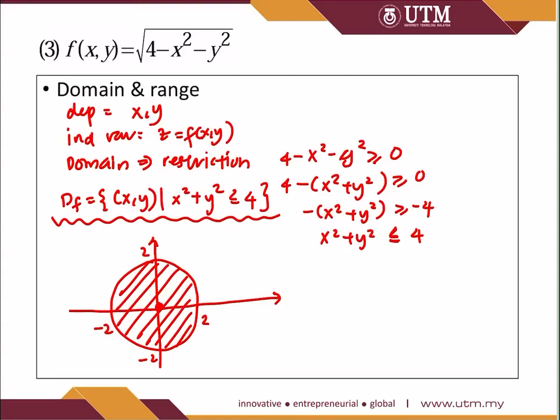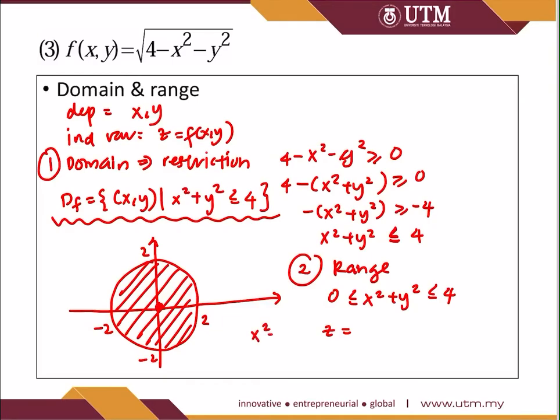Now we want to find the range. For the range, it's obvious that we know x squared plus y squared is greater than or equal to 0, because x squared plus y squared is always positive and the minimum value will be 0. Therefore, what we can do here is, let's say we choose the maximum point as 4. When we choose x squared plus y squared, the maximum point is 4.